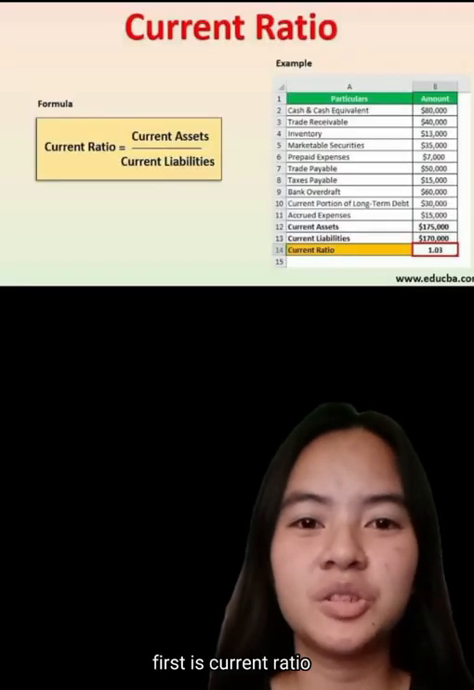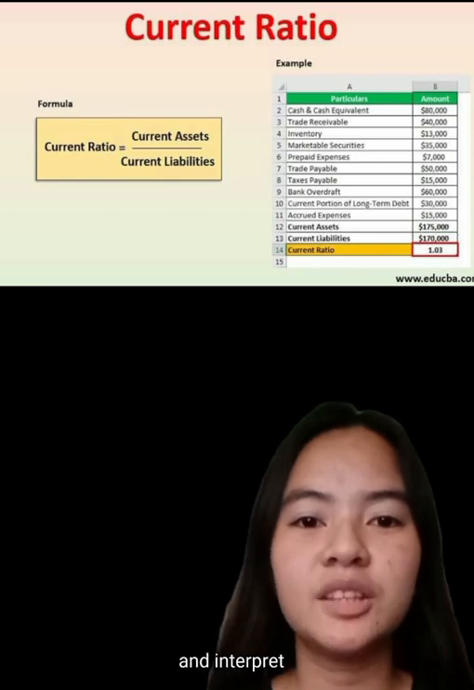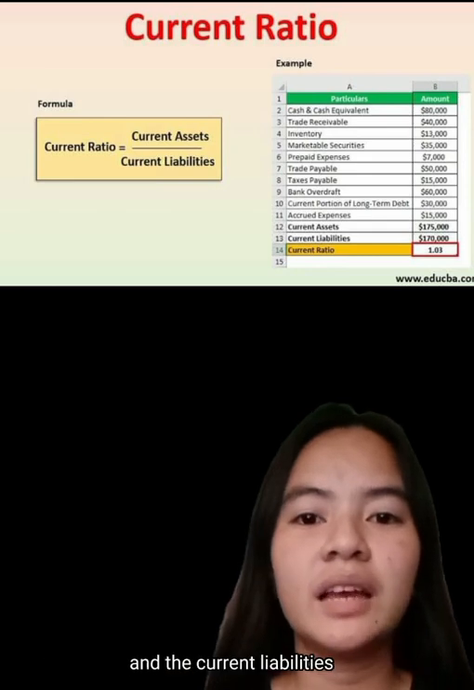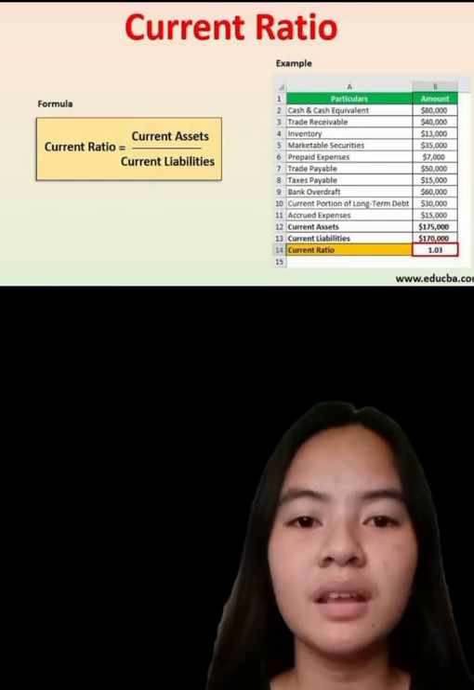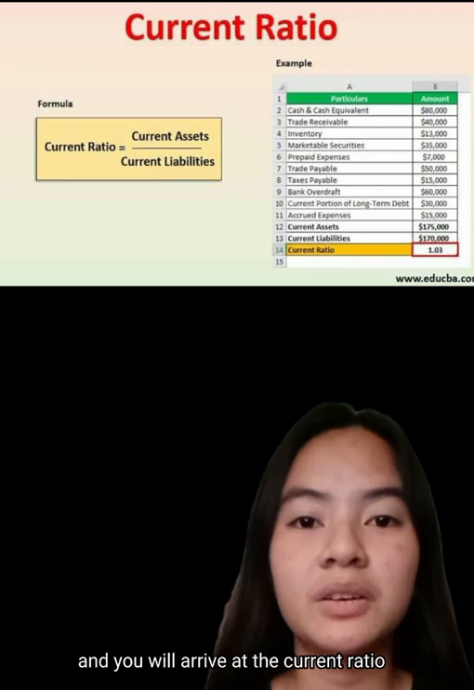First is the current ratio. The current ratio is the simplest liquidity ratio to calculate and interpret. Anyone can easily find the current assets and current liabilities line items on a company's balance sheet. Divide current assets by current liabilities and you will arrive at the current ratio.